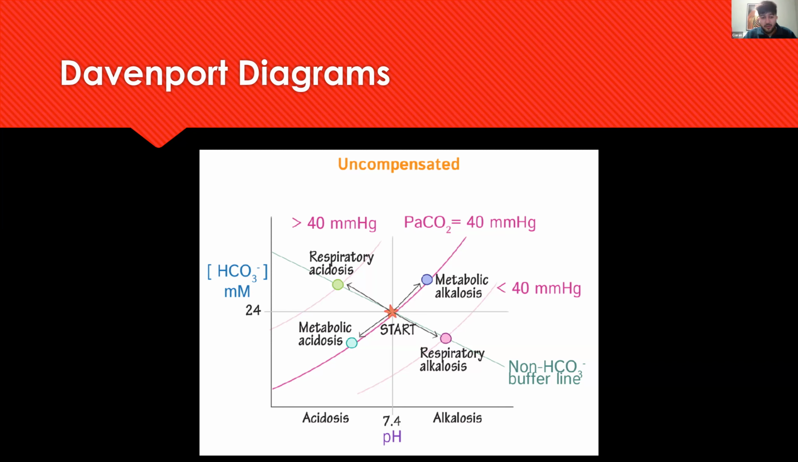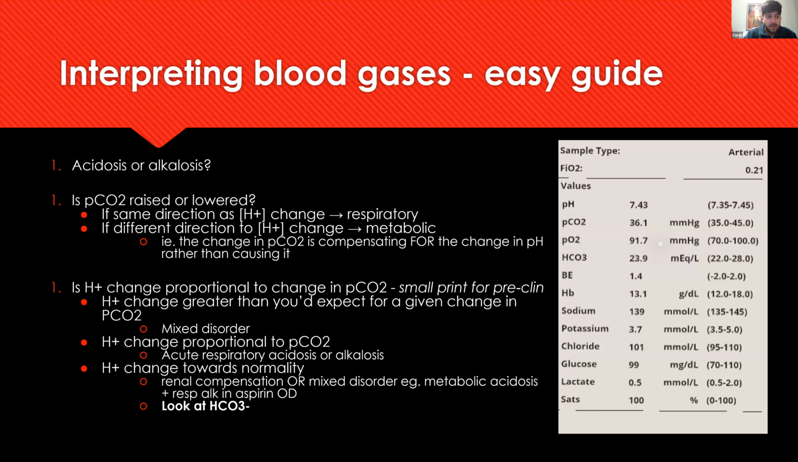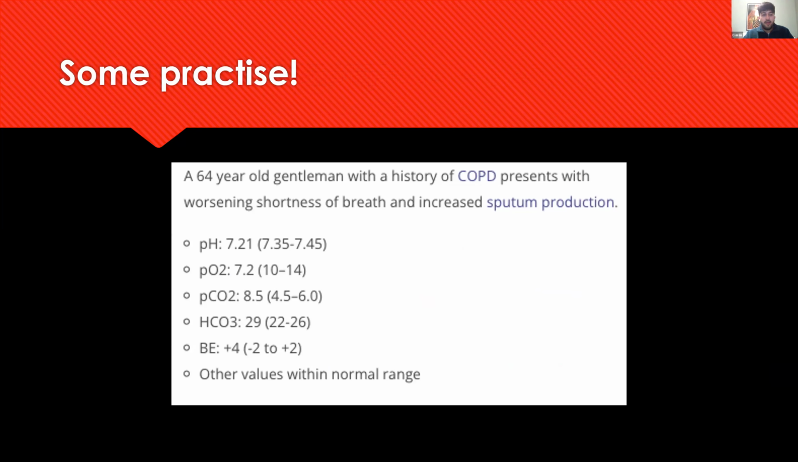Sometimes it takes a little while to have a look at it and get your head around why the values are shifting along these lines, and then think about the compensation and how it will restore, or ideally restore, the value back to normal. So I thought it'd be useful to have a look at some practice to try and get your head around thinking through acid-base disturbances and then how the body attempts to cope with this.